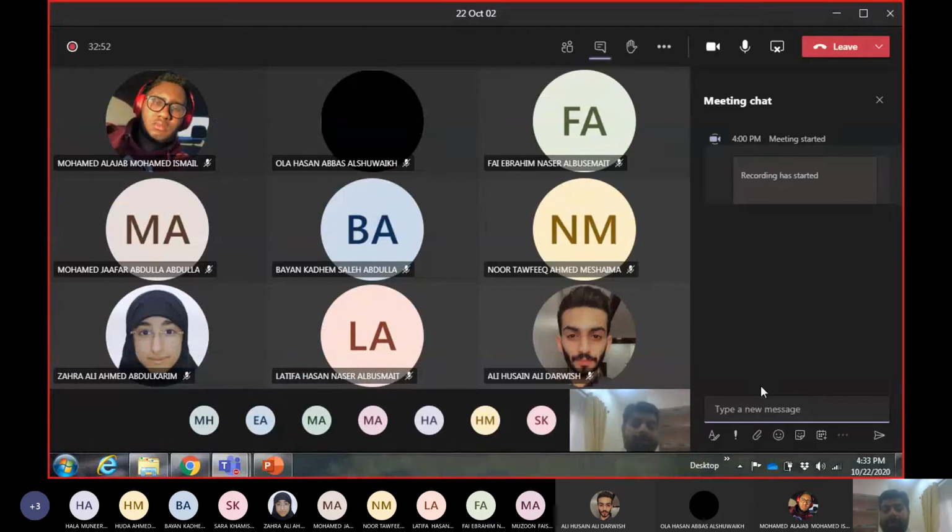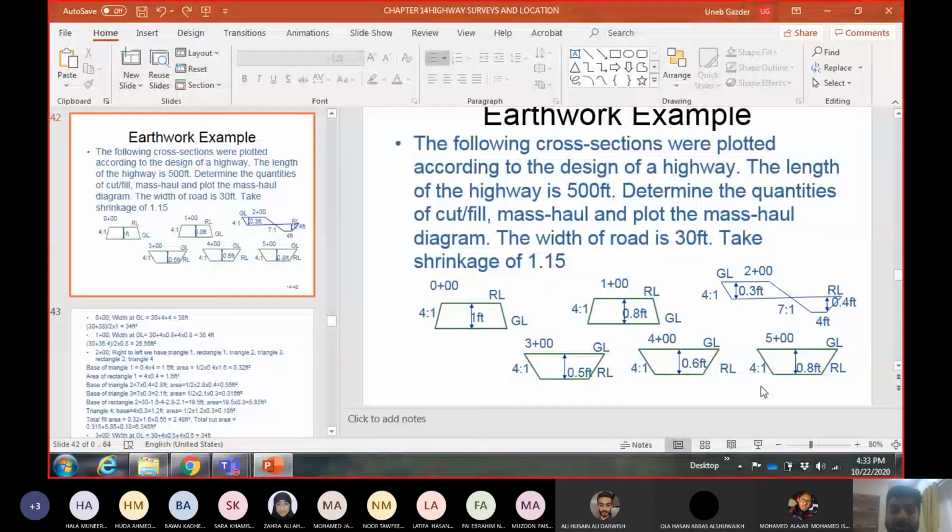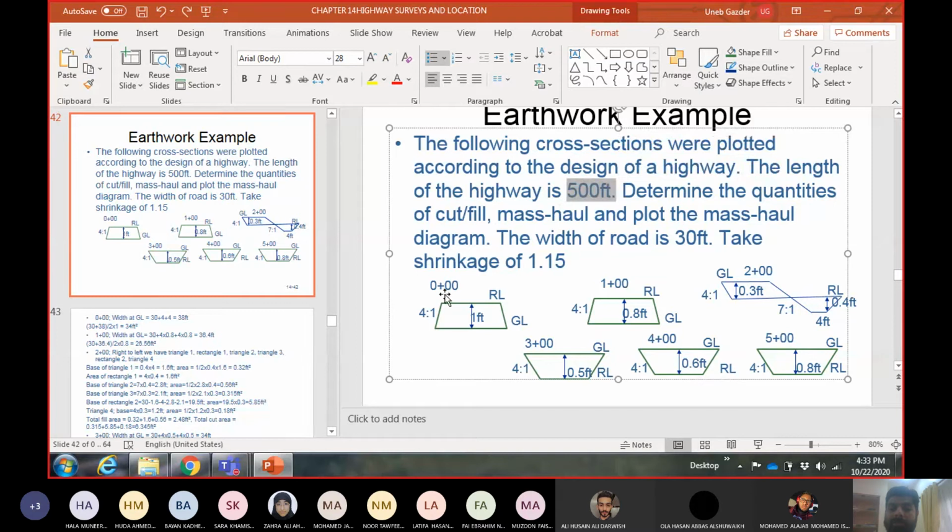Okay, let us start with the cross section at station 0. Just one thing: we are saying 500 feet is the length, and you can see the stations 0 plus 00, 1 plus 00, 2 plus 00. How much is the distance between them? One station, meaning 100 feet. So one station means 100 feet. We will use it later on.